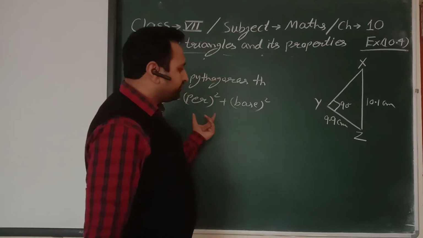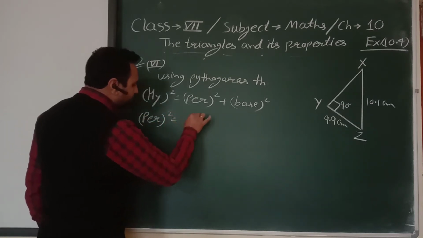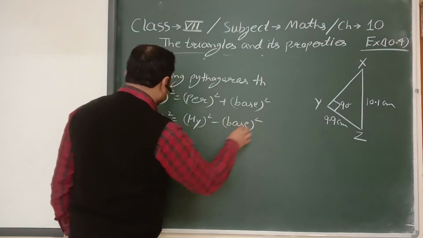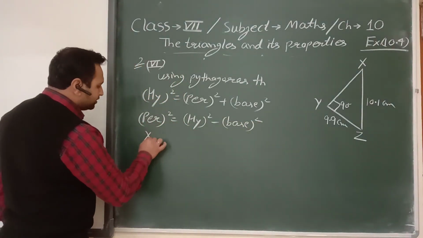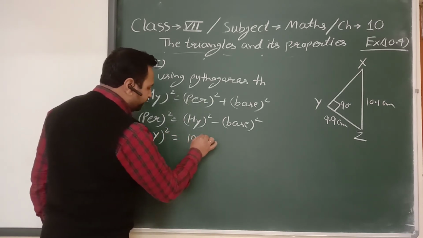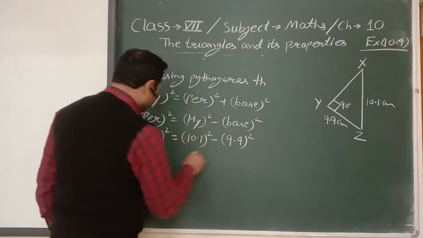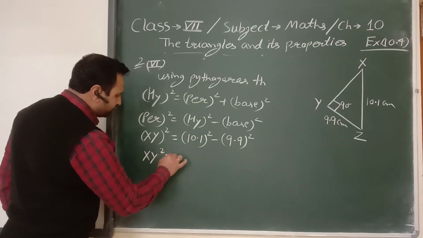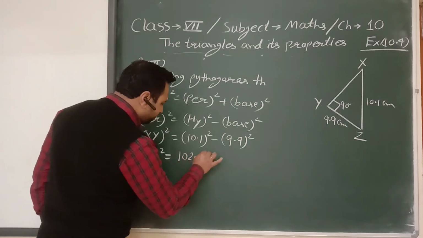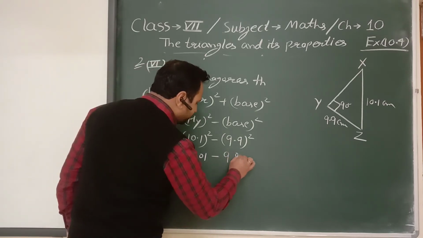So we again convert the formula according to perpendicular square. So perpendicular square is equal to hypotenuse square minus base square. So it means XY square is equal to 10.1 square minus 9.9 square. So XY square is equal to square of 10.1, which is 102.01, minus the square of 9.9, which is 98.01.